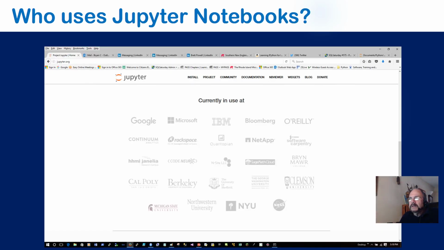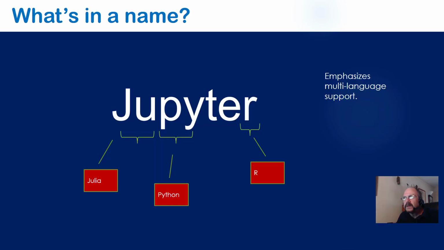And these are some of the companies, all these small little companies such as Google, Microsoft, IBM, etc., that use Jupyter Notebooks. So pretty much anyone who's anyone is probably using Jupyter Notebooks somewhere in their organization.